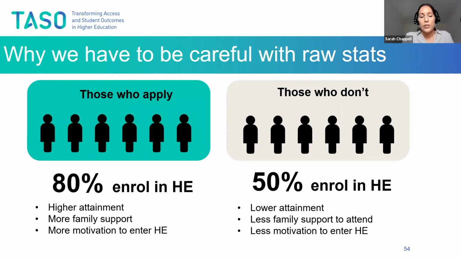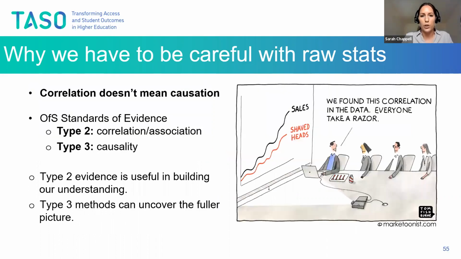Just to illustrate that point, as we can see, those who did apply to the summer school had higher attainment than the other group. They did have more family support, and they did have more motivation to enter HE in the first place. This is why we have to be really careful with making those assumptions based on raw stats. We really need to know what differences might exist between our two groups before we can say that.